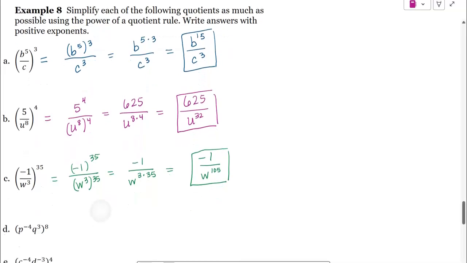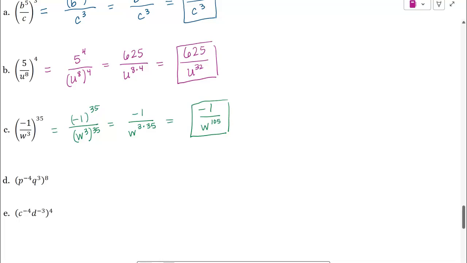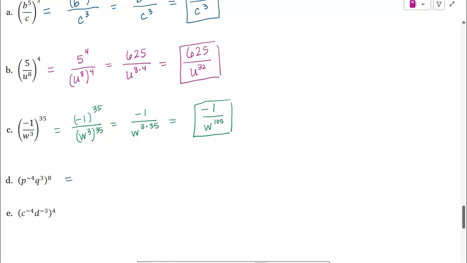And then looking at example D, I'm going to write p to the -4th and then raise that to the 8th power. And then I'll take q cubed and also raise that to the 8th power. That 8 that's on the outside is going to be acting on both the p and the q.